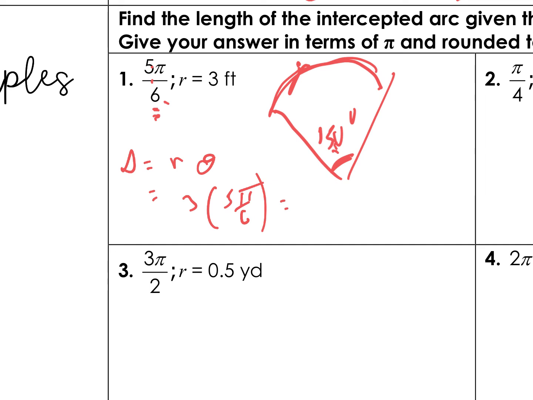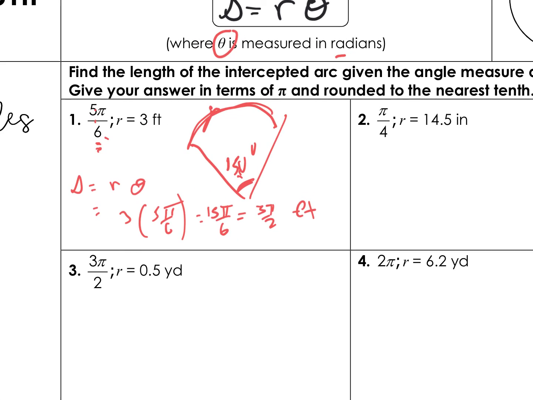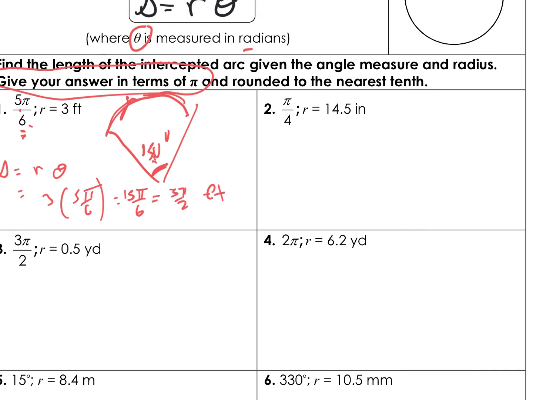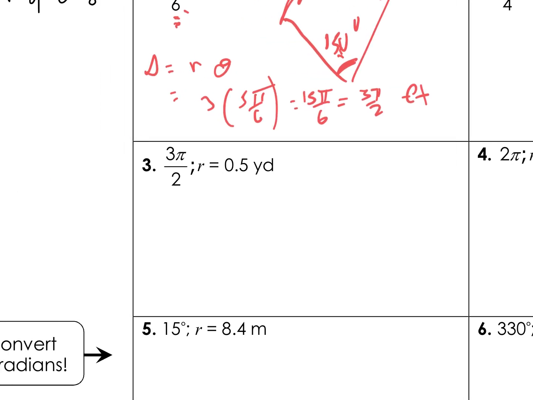The exact answer is 15 pi over 6. Let me reduce it. Let's not be lazy. Divide both by 3, 5 pi over 2, and it's going to be in feet. And yes, if you don't put your units, you will lose some points. Now, he wants us to give the answer in terms of pi. That means exact. But he also wants you to take a calculator and give me the answer rounded to the nearest tenth. So the exact answer, if somebody could be so kind as to multiply 3 times pi, take that divided by 2.